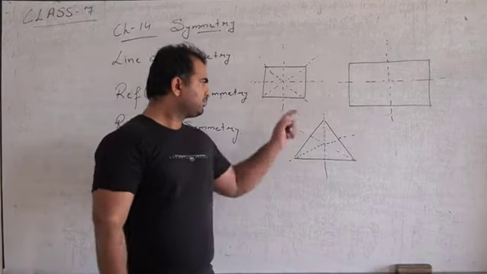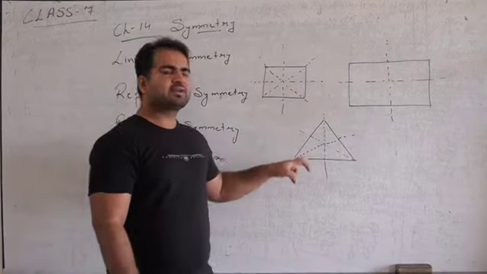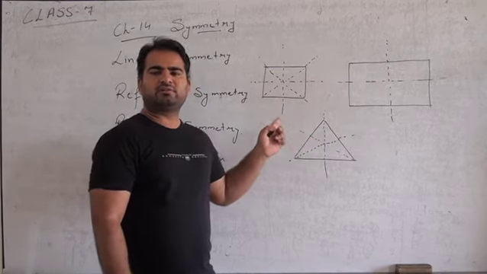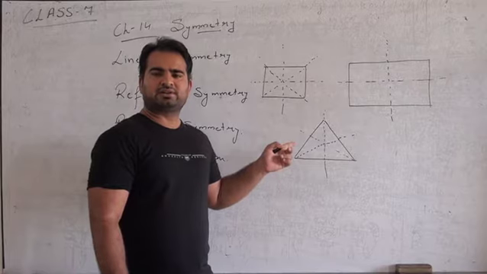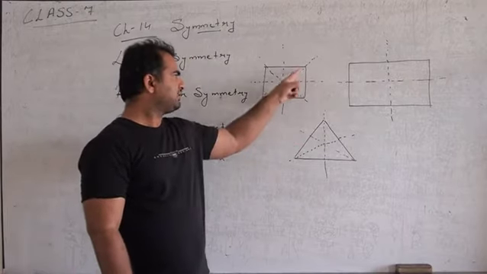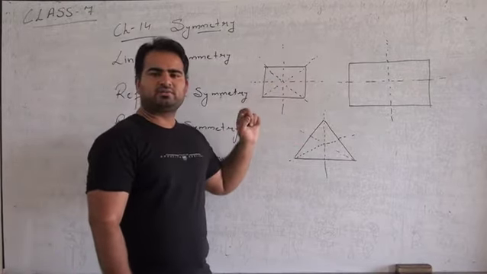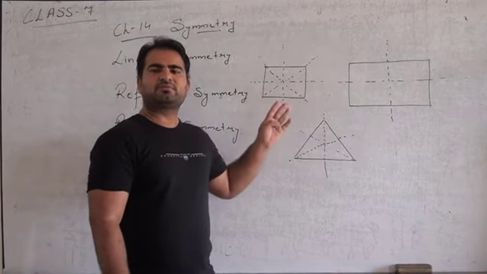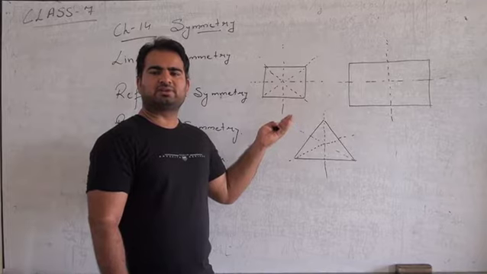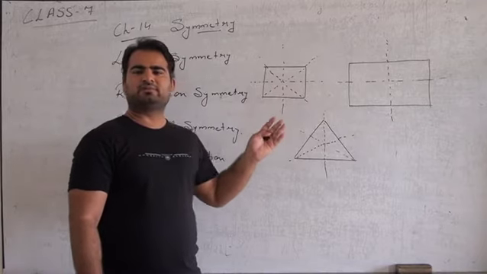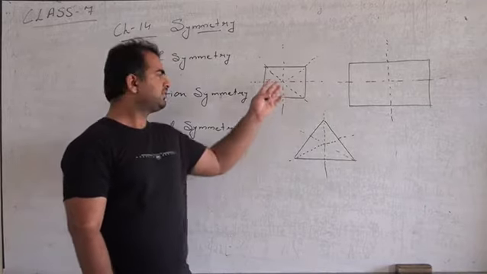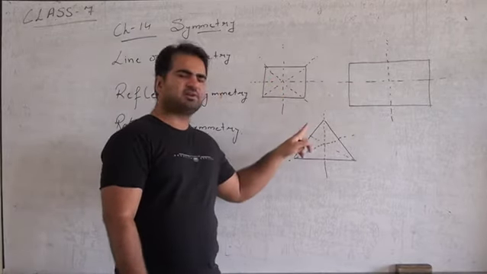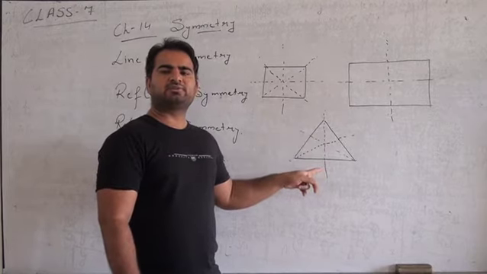Three. So we came to know that if a regular figure is given, what is a regular figure? A regular figure is one that has equal angles and equal sides. Like in a square, all the angles are of 90 degrees and all the sides are equal. So it has number of lines of symmetry equal to 4. If we have 4 equal sides, then it will have 4 lines of symmetry. But if we have 3 equal sides, then we will have 3 lines of symmetry.